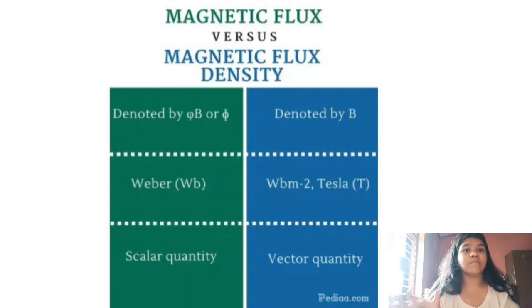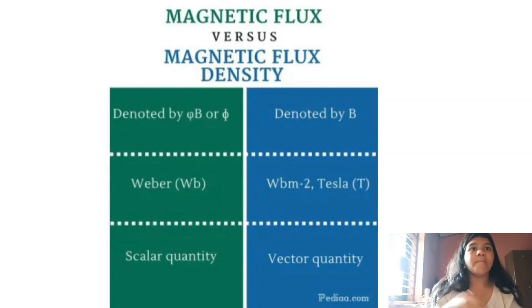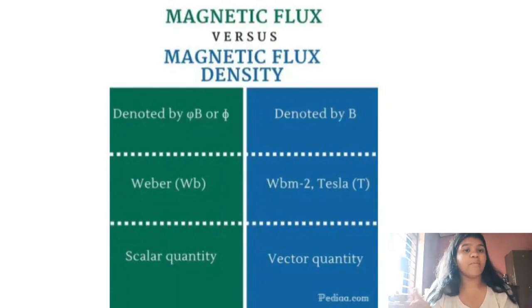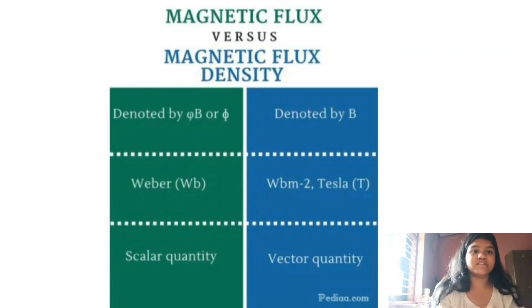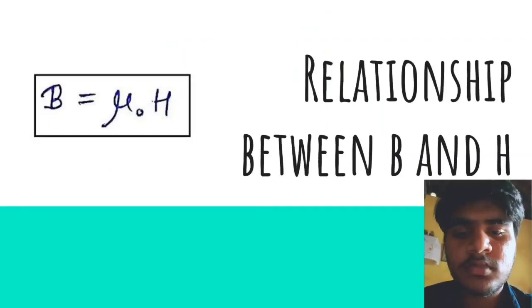Magnetic flux is denoted by phi B or phi. Magnetic flux density is denoted by B. For magnetic flux, the unit is Weber. For magnetic flux density, the unit is Tesla or Weber per meter square. Magnetic flux is a scalar quantity while magnetic flux density is a vector quantity.